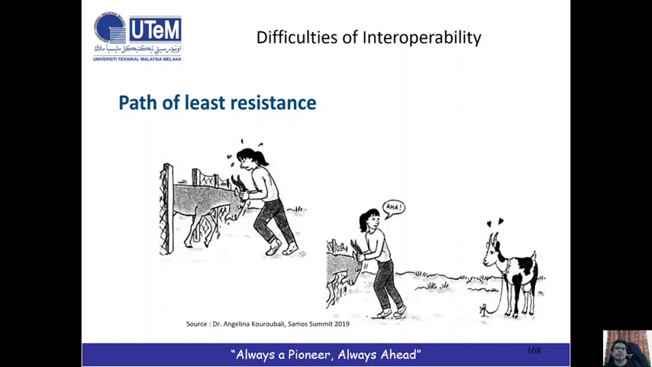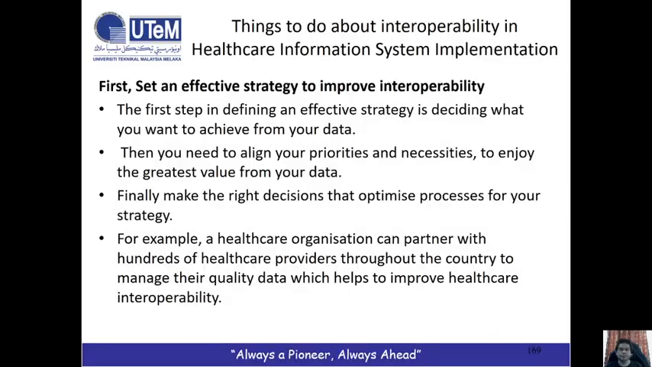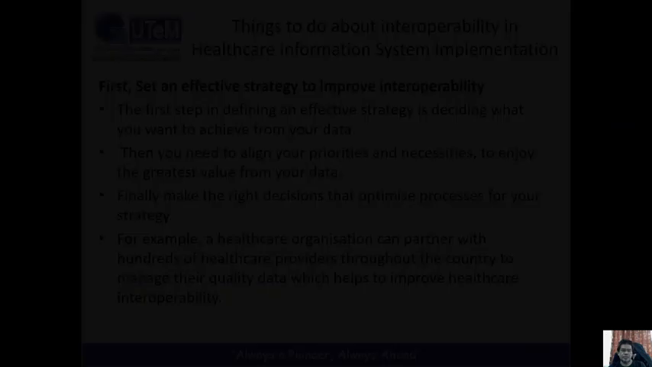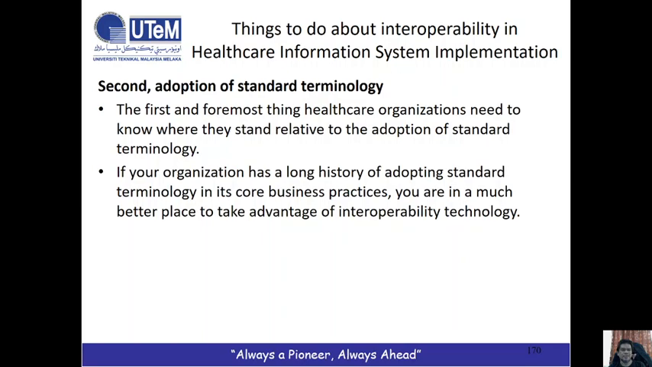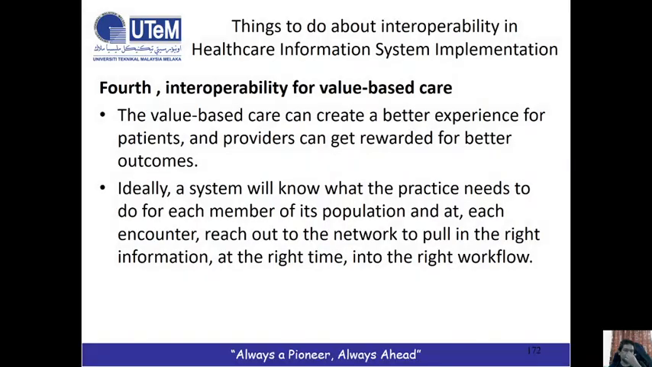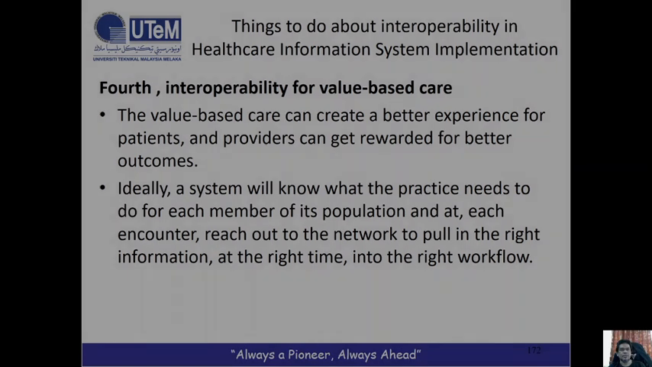We need to design the process, how the existing staff or the legacy staff are able to adapt to the new things. Okay, students, this is a thing to do about interoperability in healthcare information systems. So we have six things to be implemented if you want to make your healthcare information system interoperable.